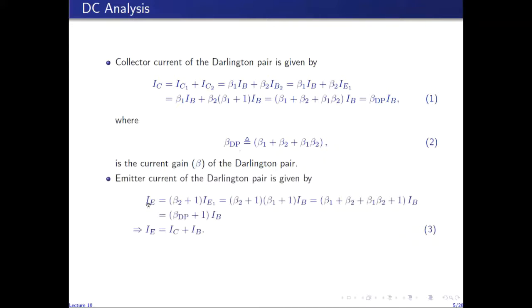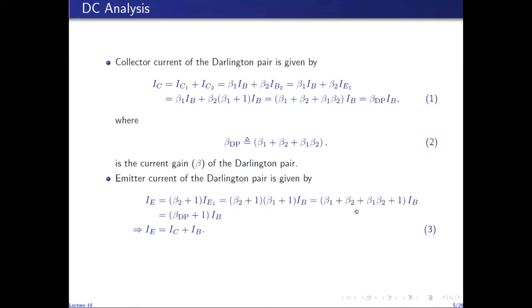Similarly, the total emitter current, which is IE2, which I represent as IE. So the total emitter current is the emitter current of the second transistor, and it is related to the base current of the second transistor through this relation. But the base current of the second transistor is the emitter current of the first transistor, which is related to the base current of the first transistor through this factor, beta plus 1.